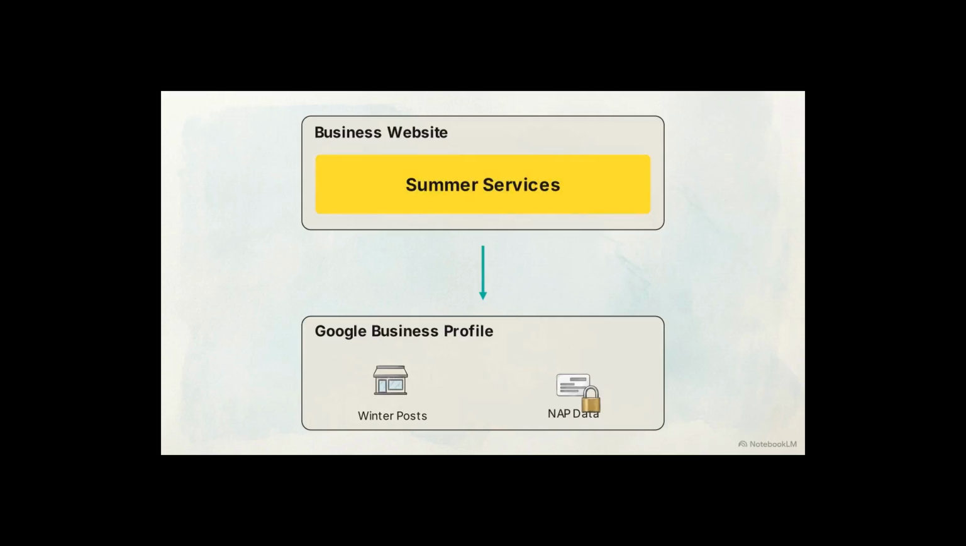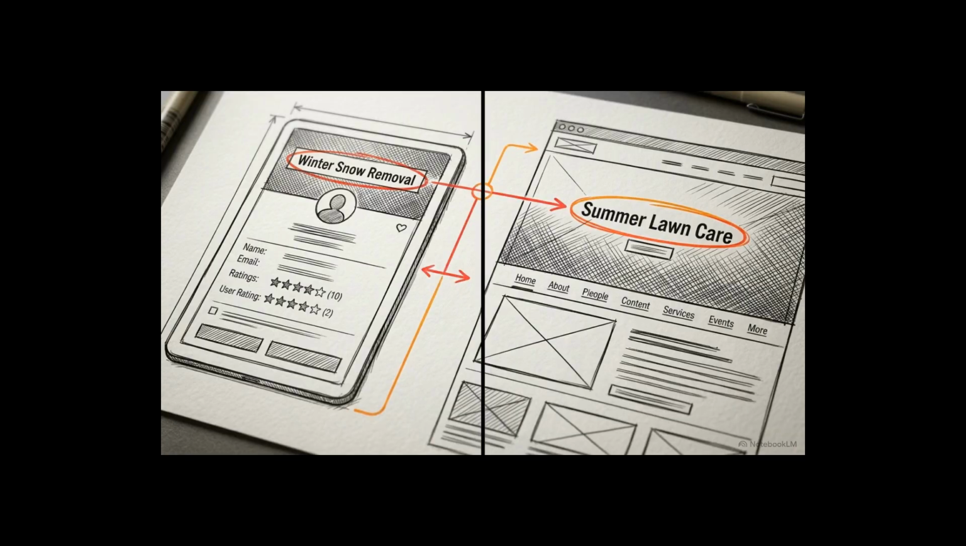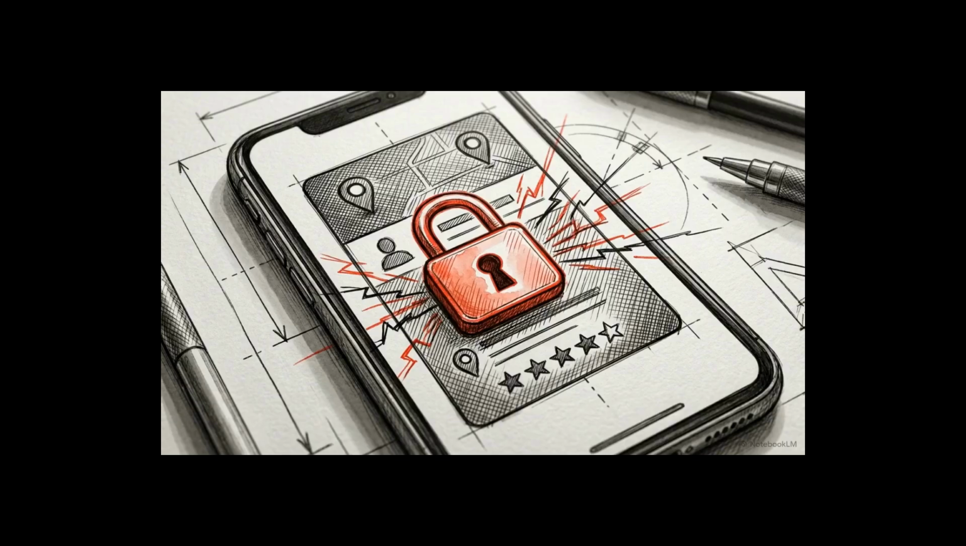If Google detects a new seasonal promotion on your profile that it cannot verify on your linked website, it may flag the profile as deceptive. Capturing seasonal intent is a powerful tactic, but bypassing the website first sequence creates a data mismatch that can lead to a long-term suspension of your Google profile.